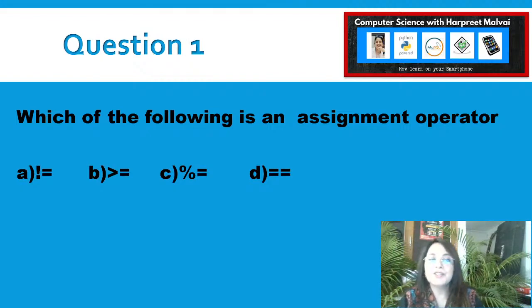And the other three are basically this one, and this one. These are relational operators: not equal to, greater than equal to, and equal to equal to. So these are comparison operators. It's only this one which is actually an assignment operator. So not all equal to signs are assignment statements. So be careful with this.